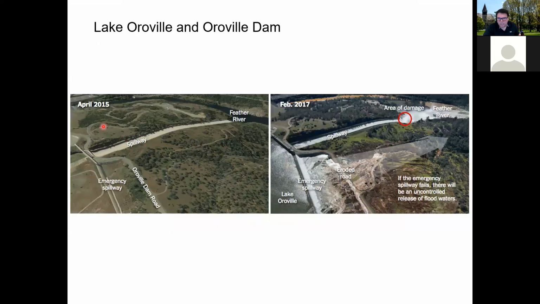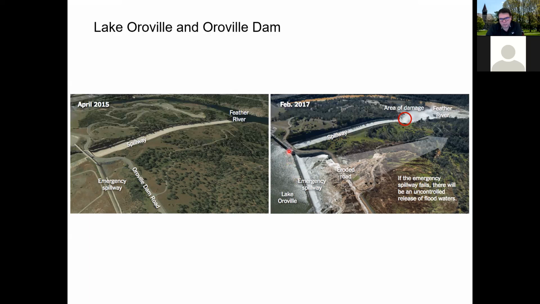So this will give you a sense of 2015. The spillway was flowing down to the Feather River, and there was no thought about what we would do with too much water. Most people were entirely focused on major water shortages in the region at the time. But as you can see, here's the Oroville Dam Road. Here's the emergency spillway, and then basically by 2017, when El Nino switched on, when the precipitation started to fall pretty rapidly, Lake Oroville actually overflowed.